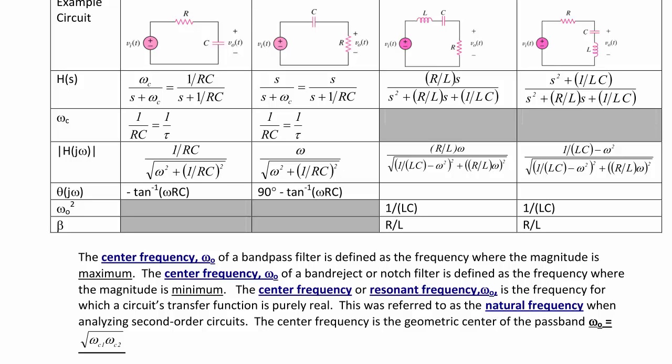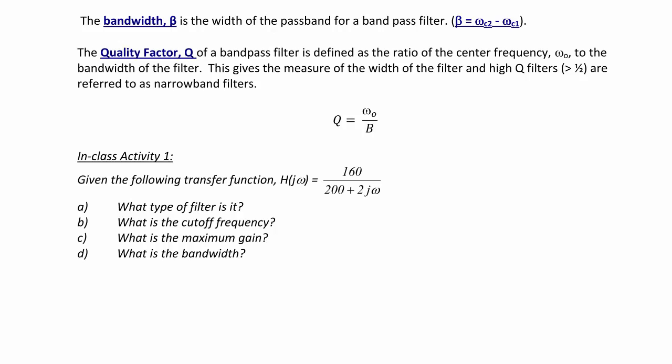The center frequency is the geometric center of the pass band, or omega naught is equal to the square root of the low cutoff frequency times the high cutoff frequency. Notice that you only have two cutoff frequencies for band pass and band reject filters. The bandwidth beta is the width of the pass band for a pass band filter, where beta is equal to omega c2 minus omega c1.